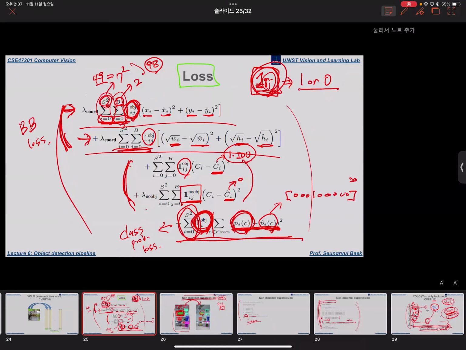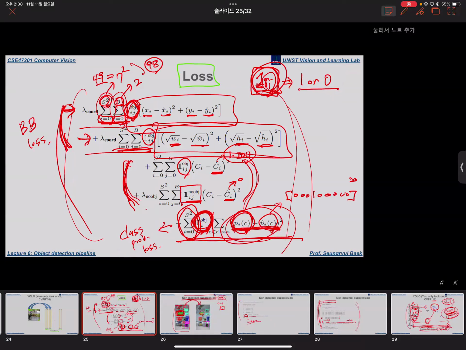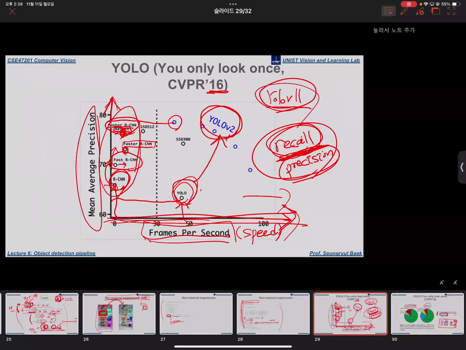Also, this was the loss function. Basically it makes the XY center position and the width and height of the bounding box close to their ground truth, and also we have to make the confidence values have proper prediction, and this is the loss for the class probability. So that's the YOLO algorithm.